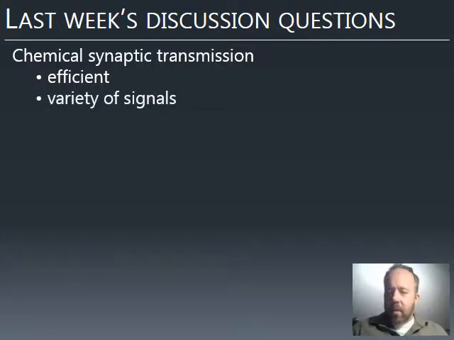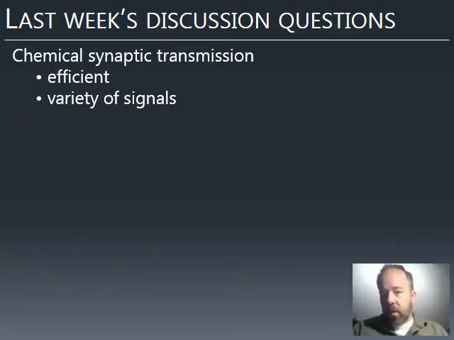One other idea that came up was that you have a variety of signals with chemical transmission. You have different neurotransmitters, and these neurotransmitters can cause different effects. You can have different neurons that are structurally similar, so you don't have to reinvent the wheel, so to speak, but they can release a different chemical from one neuron to the next. And releasing those different chemicals gives you some variability, gives you some variety.